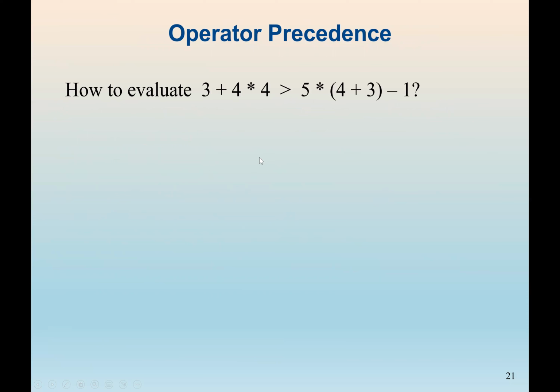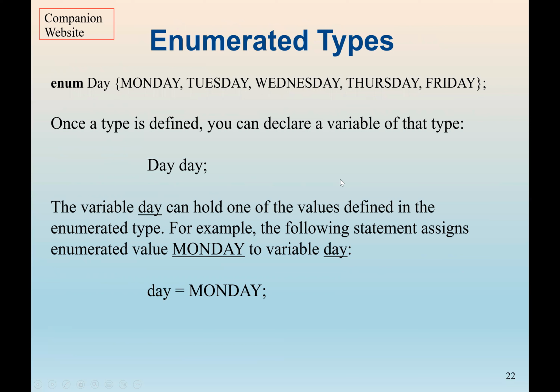Now, next is how to evaluate 3 plus 4 times 4 greater than 5 times 4 plus 3 minus 1. In our previous Unit 2 lectures, we talked about, again, arithmetic expressions and operators. The same concept here. But here, remember, we have a relational operator. So we are going to compare the left value if it's greater than the right value.